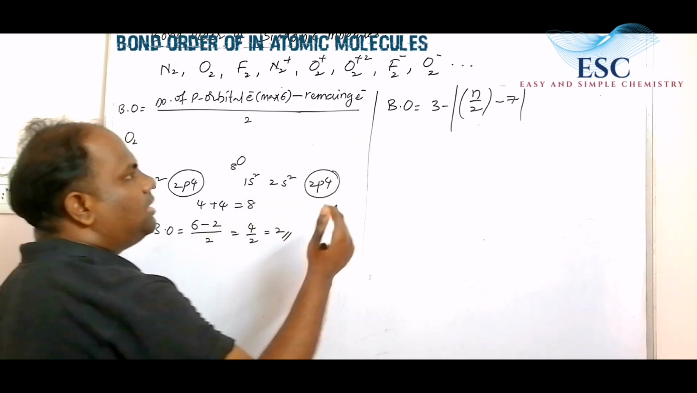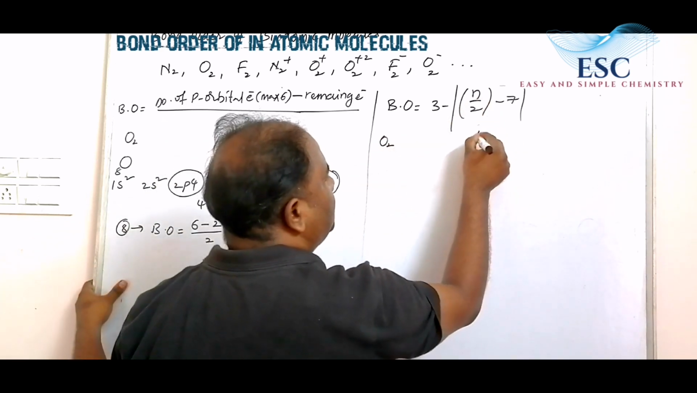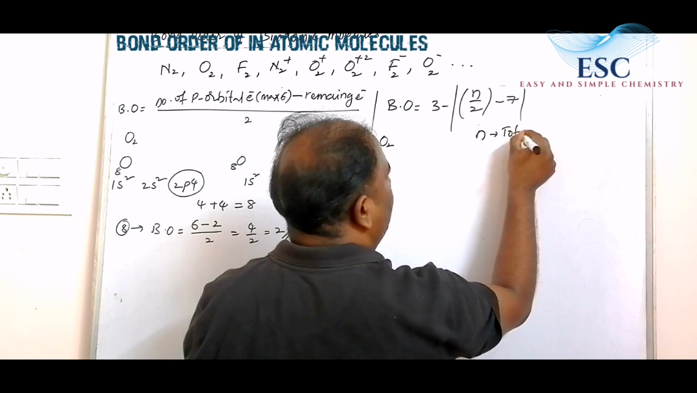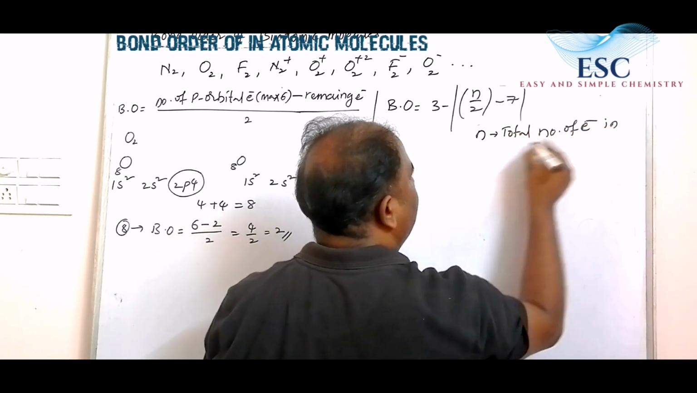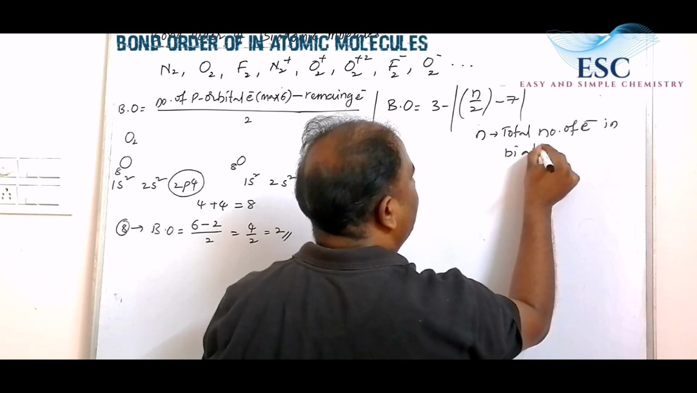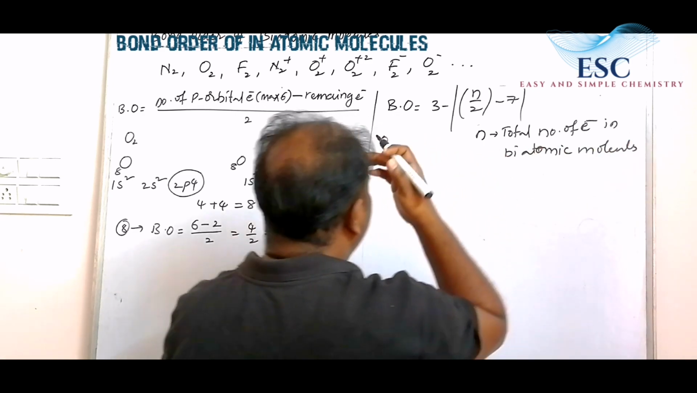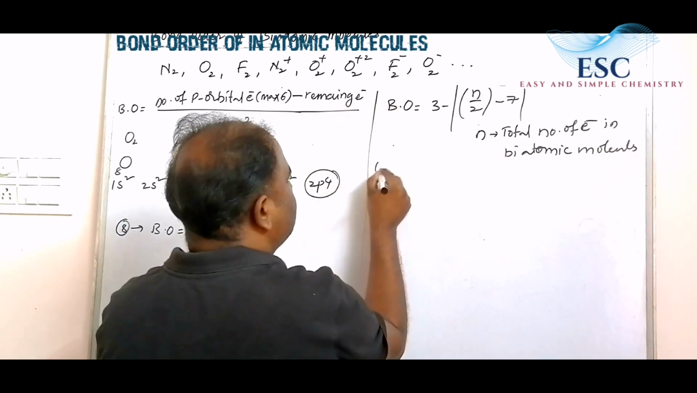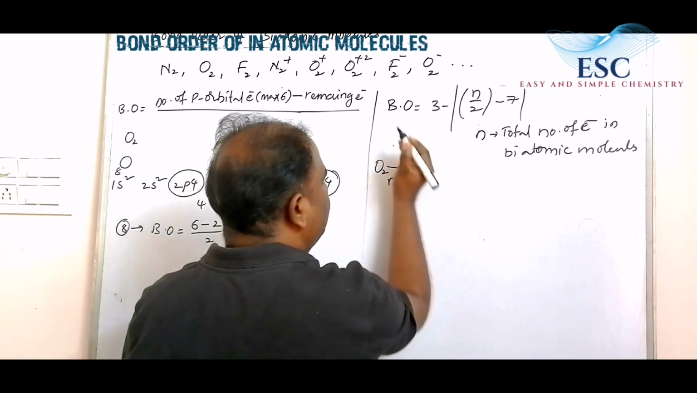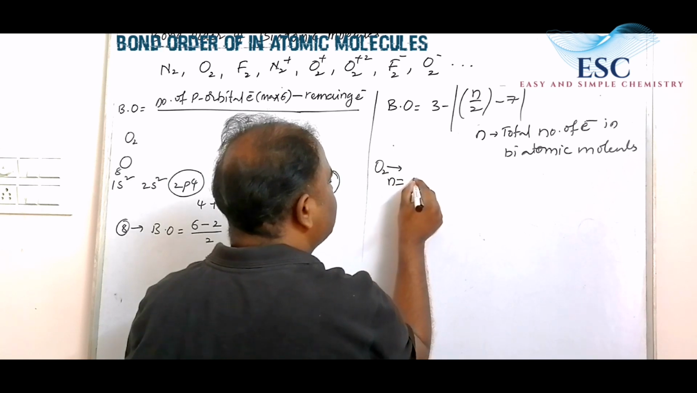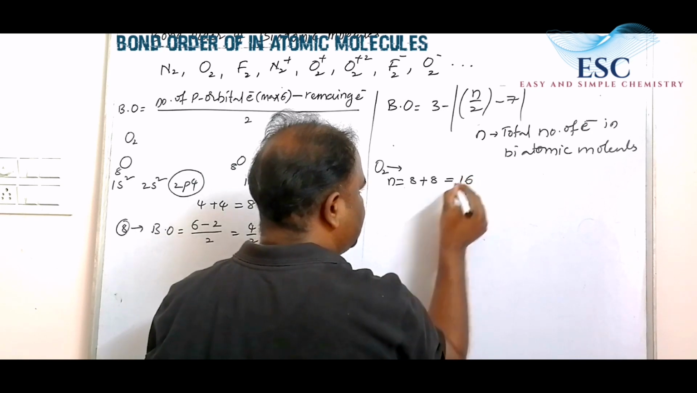Then go to the other formula. Here N means the total number of electrons in the diatomic molecule. One oxygen has 8 electrons. Here 2 oxygens are there, that's why 8 plus 8, total 16.